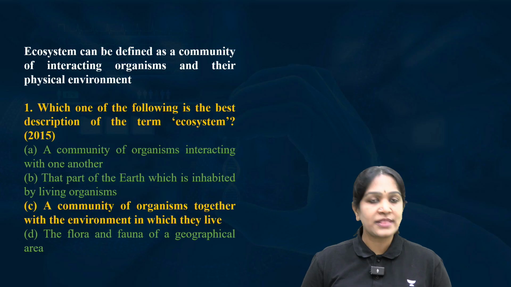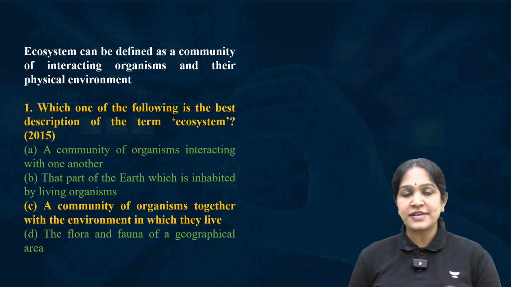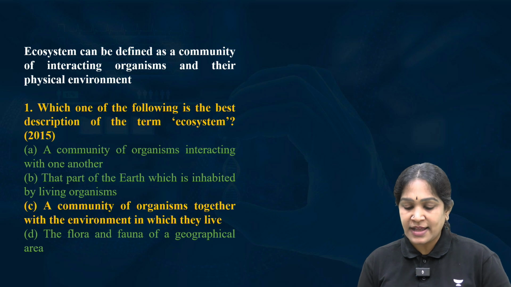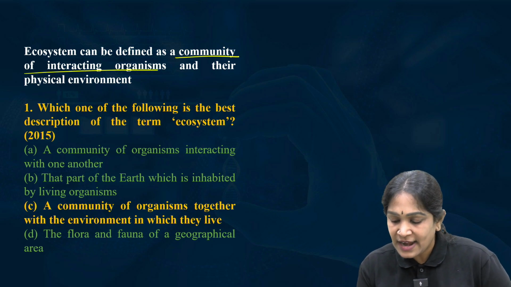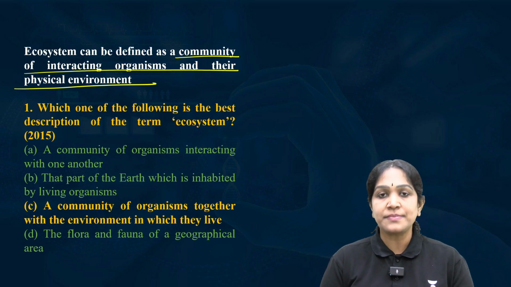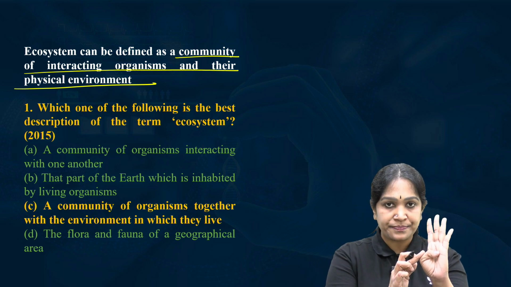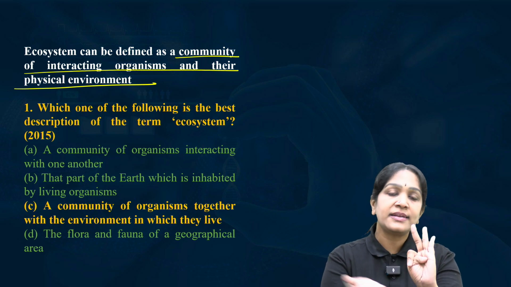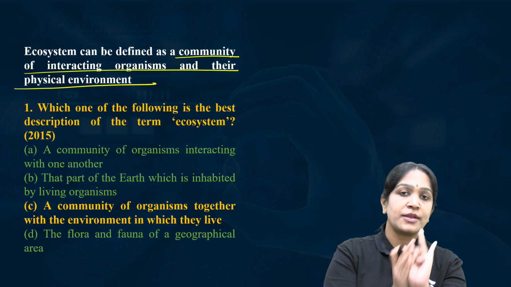Let us now continue with our topic, ecosystem. Firstly, what is an ecosystem? Ecosystem can be defined as a community of interacting organisms and their physical environment. So the ecosystem is a group of organisms, interactions between these organisms plus their interactions with the physical environment.